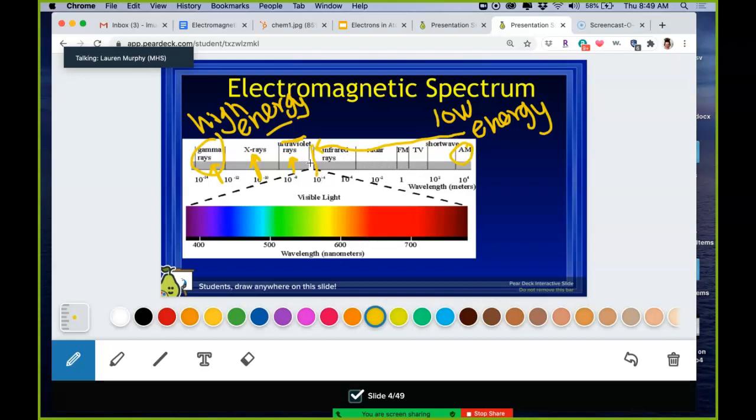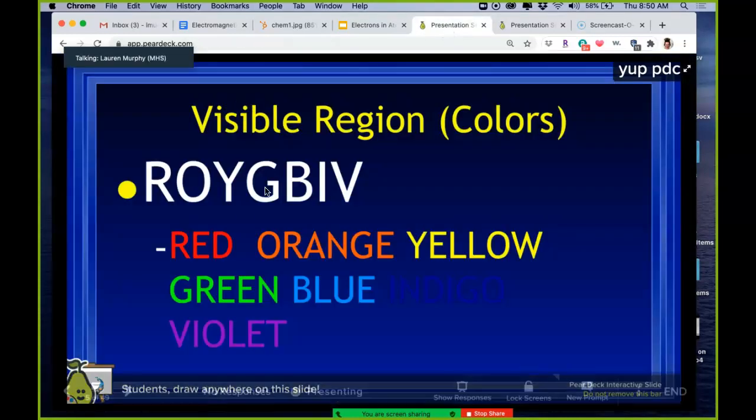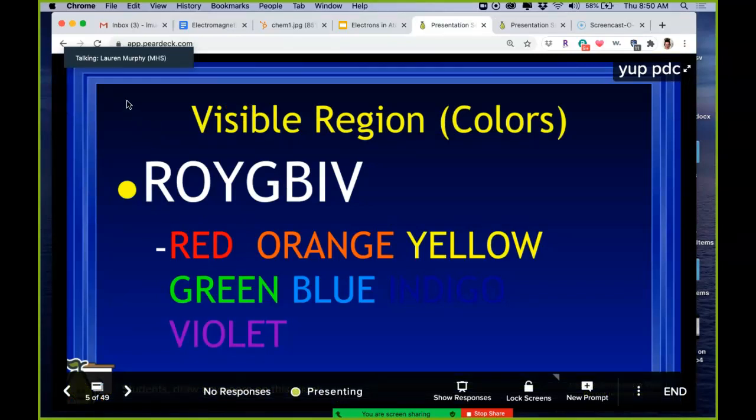After visible light is when you start to get the higher energy, way more harmful types of light or radiation. Okay, I'm going to use the words light and radiation kind of interchangeably. All right, so if you did not know the order of the colors, you do need to know them now.